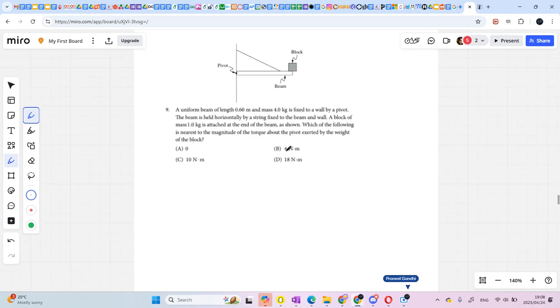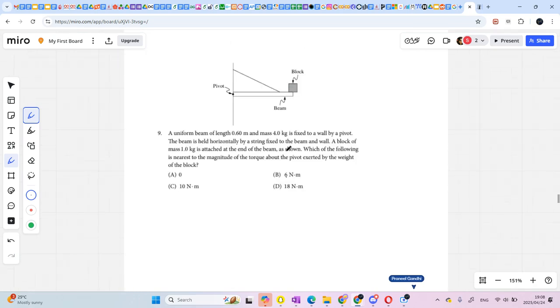All right, 9. A uniform beam of length 0.60 and mass 4 kilograms is connected to a wall by a pivot. The beam is held horizontally by a string fixed to the beam and the wall. A block of mass 1 kilogram is then attached to the end of the beam. I'm just going to label all these first, so let's label as we go on. Let's take a look at good testing habits. So, a 1 kilogram block is attached to the end of the beam as shown.